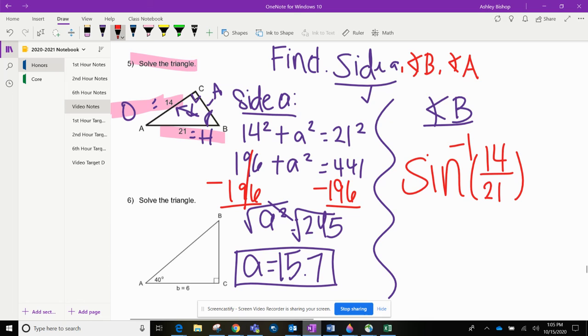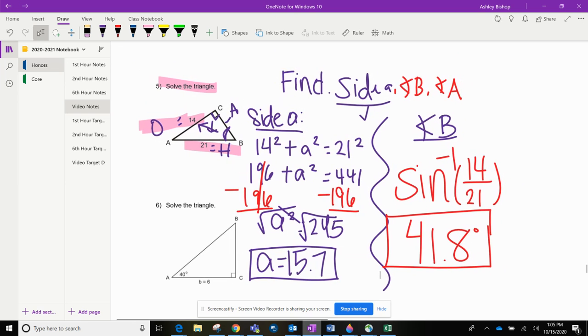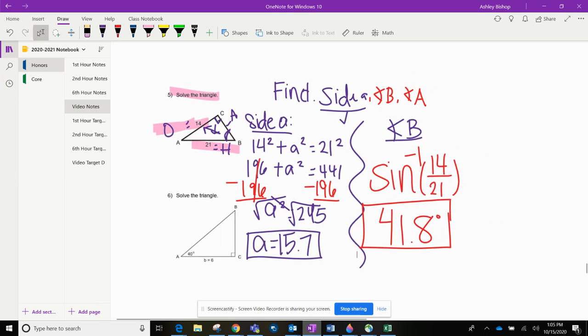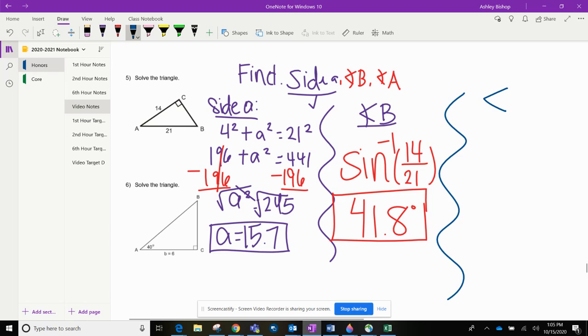And then there's no algebra to do. Just put that in your calculator. And once you put that in your calculator, you are going to get 41.8 degrees. That is an angle measure. I will take off if you do not have degrees. I also will take off if you put degrees on a side length. You need to know the difference between the two. Okay? I found angle B. Now I'm going to find angle A.